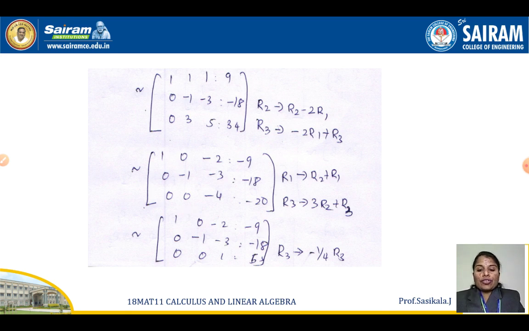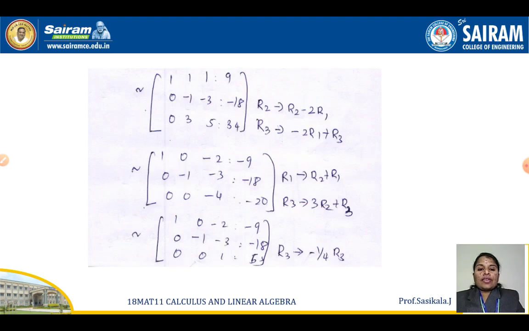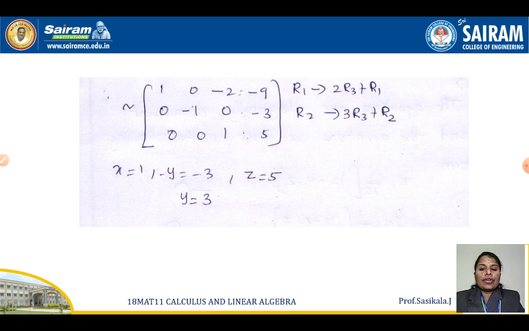So the next one I should convert to 0 for the first row and second row third element. Before that I'm going to make it simple for the third row, because I'm going to use only the third row. Divide by minus 4, so it will become 1 and 5. Now I can go with 2 into R3 and subtract it, add it with the first row, and similarly 3 into R3 and add it, it will go for 0 here.